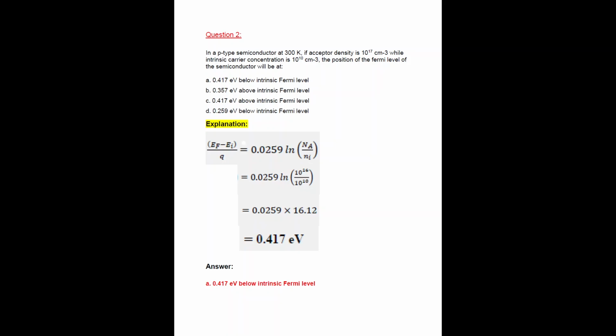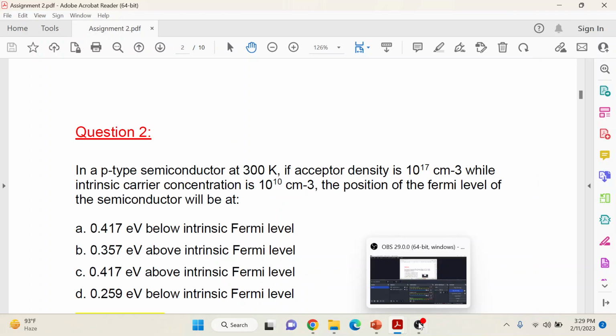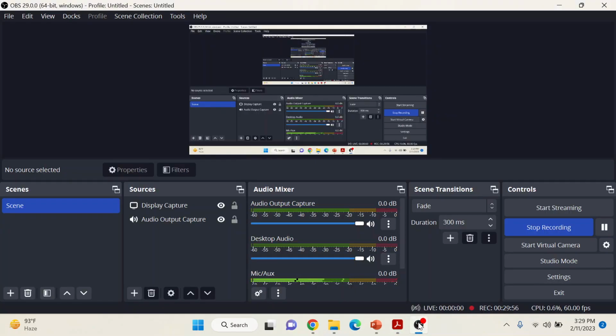The position of the Fermi level, let me check if the video is recording or not. Yeah, it is recording.